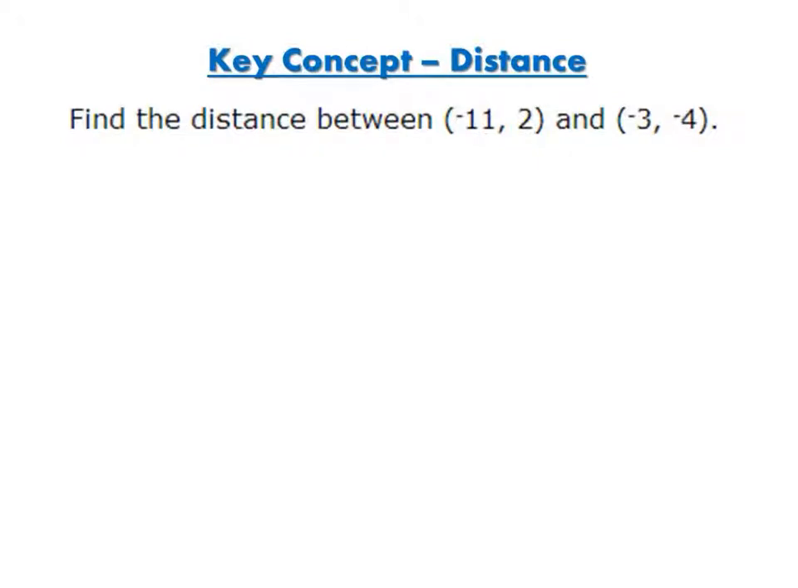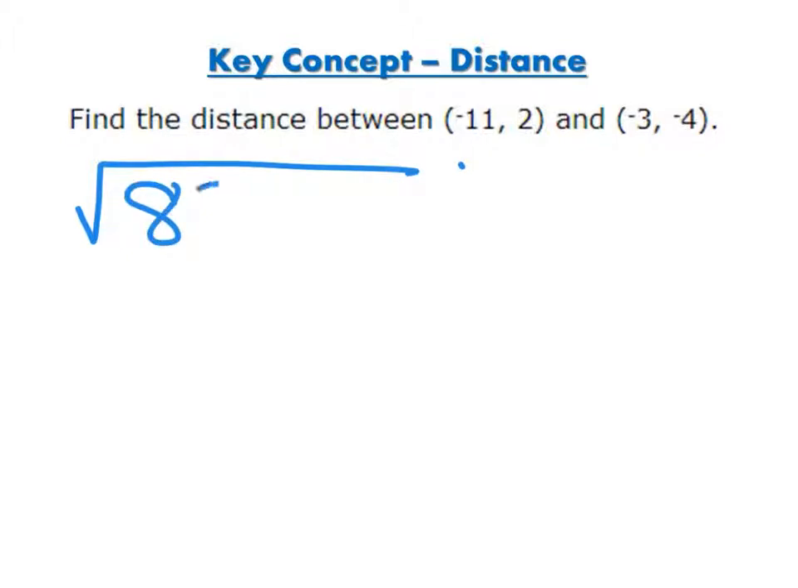In this example, I don't have a diagram drawn, so I'm going to have to look at the distance between the x values and the distance between the y values. So the distance between -11 and -3 is 8. I'm only counting distance, so I'm just finding out how many spaces between those two numbers, and there is 8.